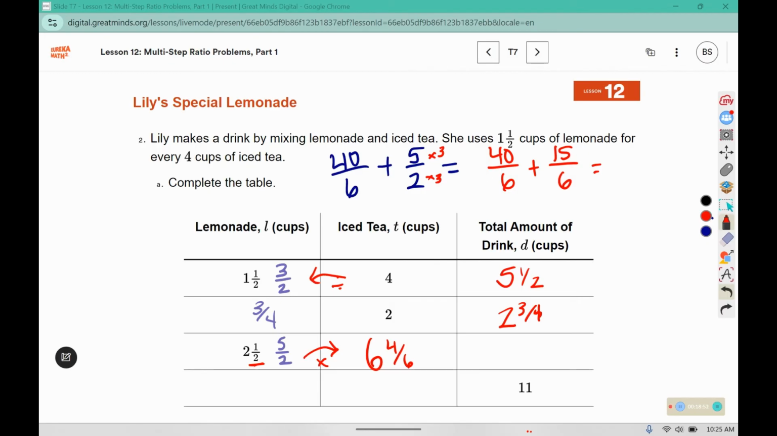40 plus 15 is 55. We don't add the denominators, we keep them the same. 6 fits into 55 9 times, because 9 times 6 is 54, with 1 piece left over. All right, like I said, they are being nice to us.